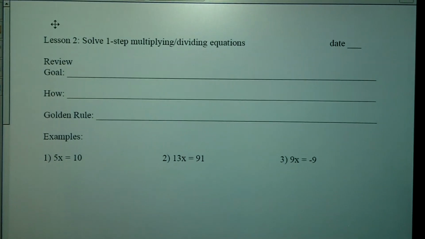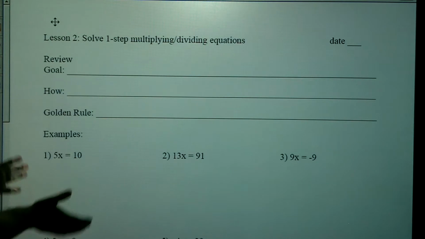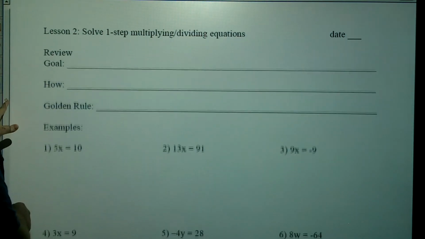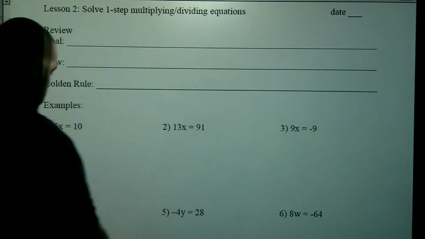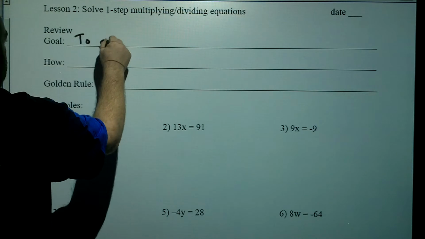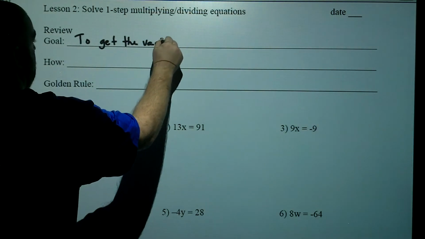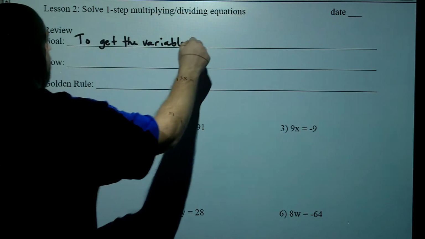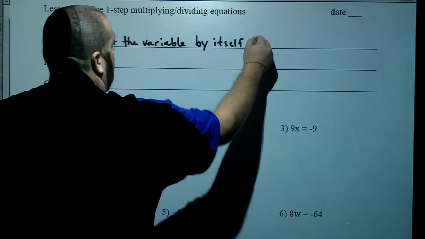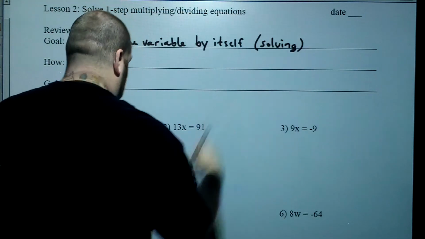In lesson 2, we're going to take this one step further in algebra. We're going to do one-step multiplying and dividing equations now. We did adding and subtracting last, in lesson 1. We're going to review. The goal again is to get the variable by itself. And what we call that is solving the equation.